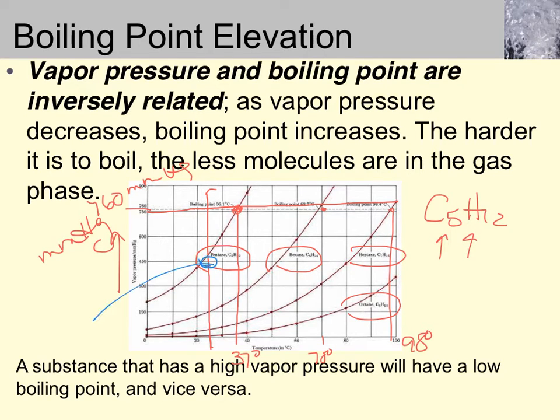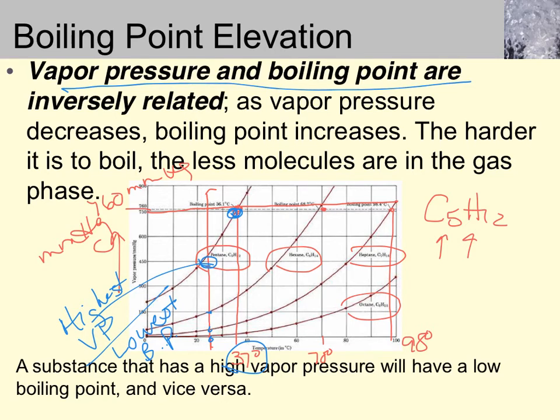Okay, pentane has the highest vapor pressure. All the others are down quite a bit lower. Highest vapor pressure. And what can you say about pentane's normal boiling point? It has the lowest normal boiling point. Okay, highest vapor pressure means lowest boiling point. So be able to interpret these graphs and make sure that you know that vapor pressure and boiling point are inversely related.